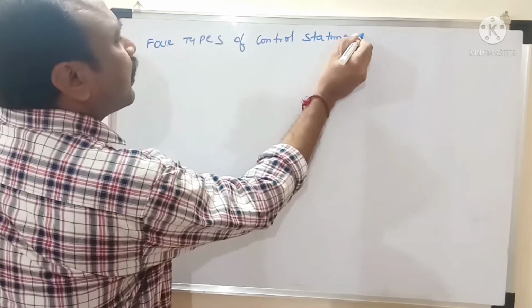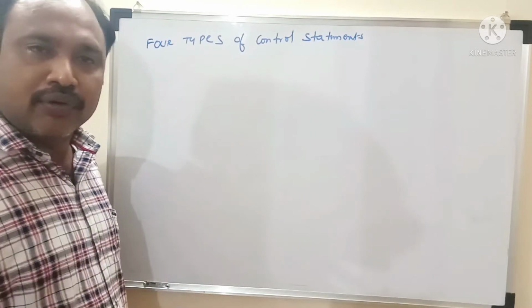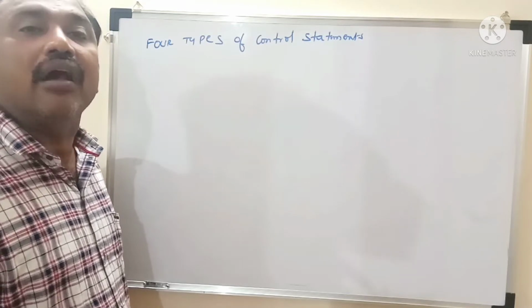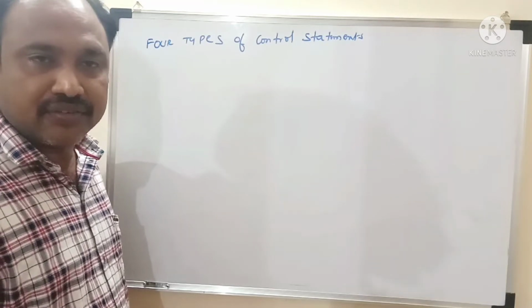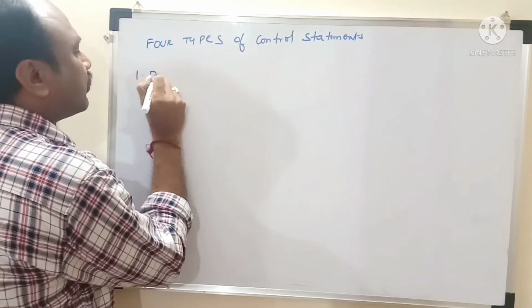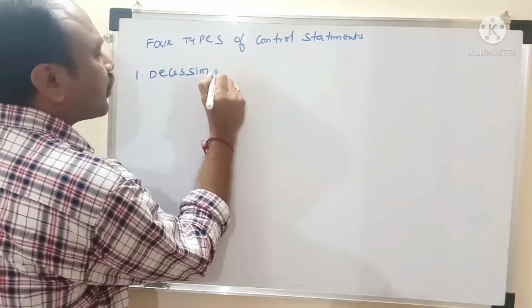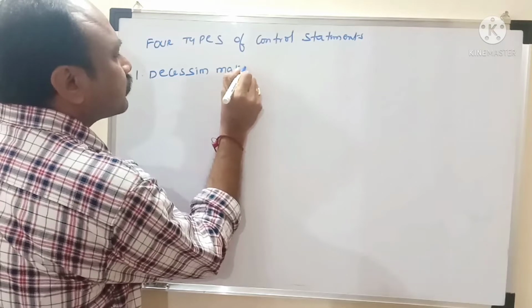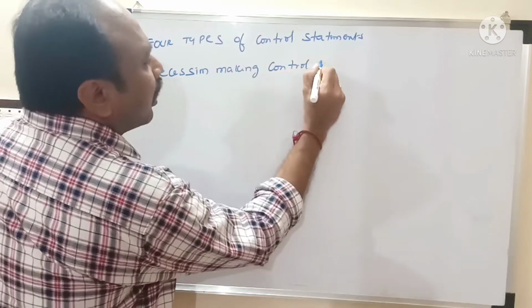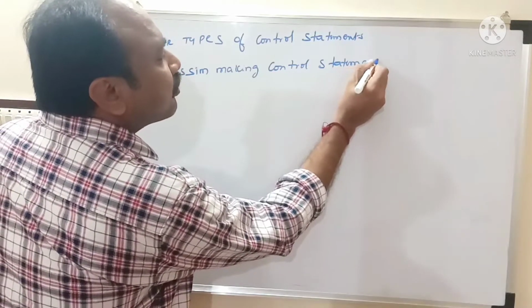Among them, I already explained decision making control statements, loop or iterative control statements, and branching control statements. The fourth one is unconditional control statements. What is the first one? Decision making control statement. On that day, I clearly explained the example of decision making control statement.